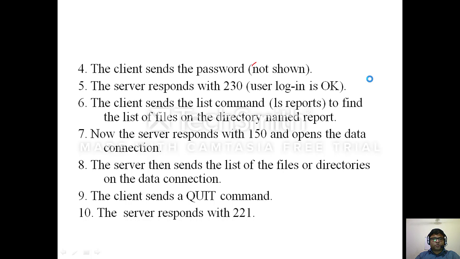The server responds with 230, user login is OK. The client sends the list command ls report to find the list of files in the directory named report. Now the server responds with 150 and opens the data connection. The server then sends the list of files or directories on the data connection. The client sends a quit command. The server responds with 221.